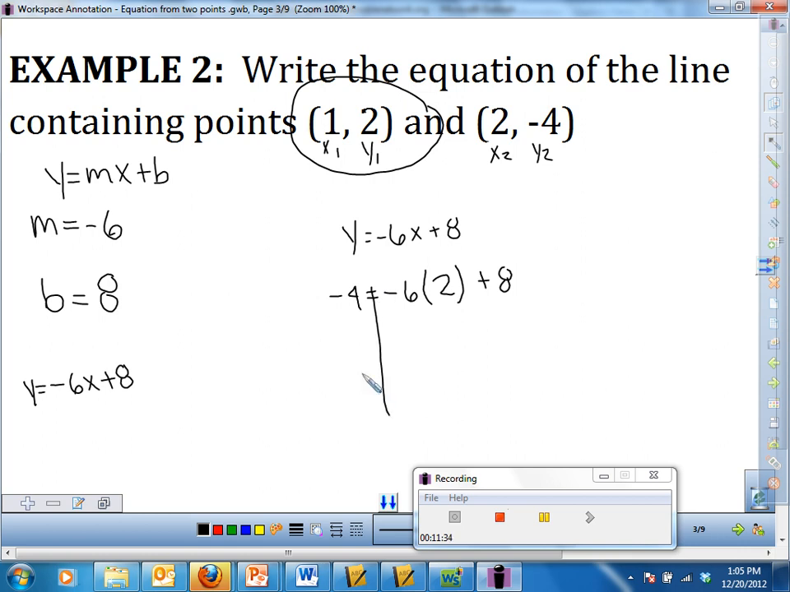And now I'm going to simplify. Bring down my negative 4. Negative 6 times 2 is a negative 12. I'm going to bring down my plus 8. Negative 12 plus 8 is negative 4. My check works, so this equation is correct, and my equation is y equals negative 6x plus 8.